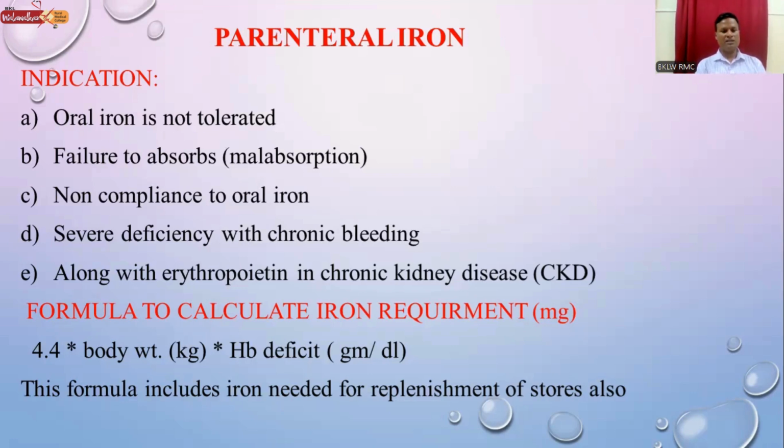This formula is used to calculate total iron requirement, and it not only corrects anemia because of iron deficiency, but also includes replenishment of iron stores. So the formula is 4.4 into body weight in kg into hemoglobin deficit, where body weight is calculated in kilogram, while hemoglobin deficit is calculated in gram per deciliter.